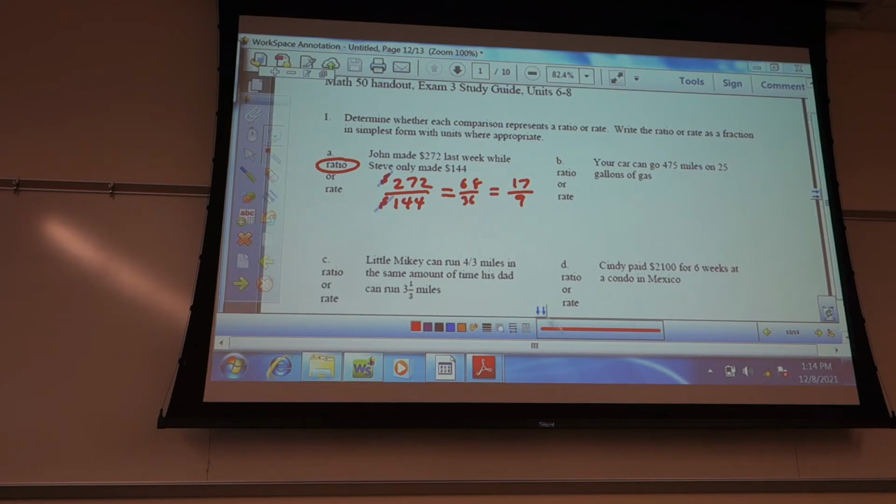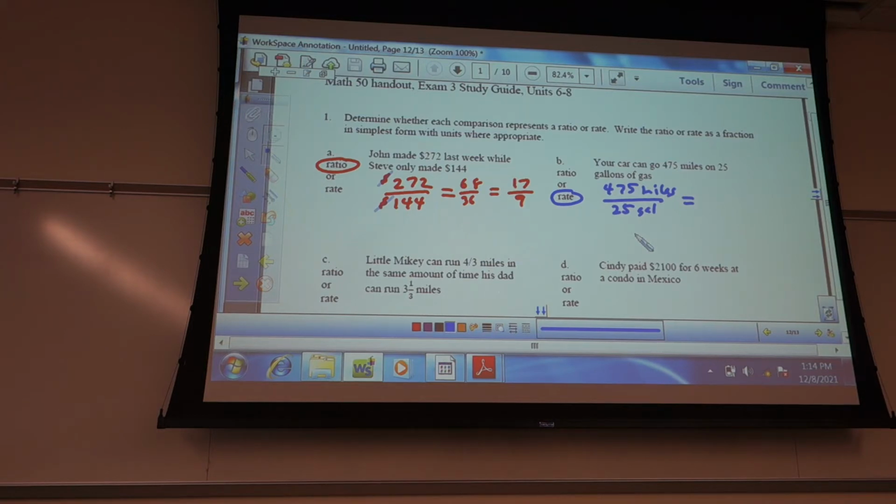Okay, how about B? Is B a ratio or a rate? It's a rate, yep, because they're different units. So 475 miles on 25 gallons. And the units do not cancel out. You've got to leave them in there. But you can reduce.